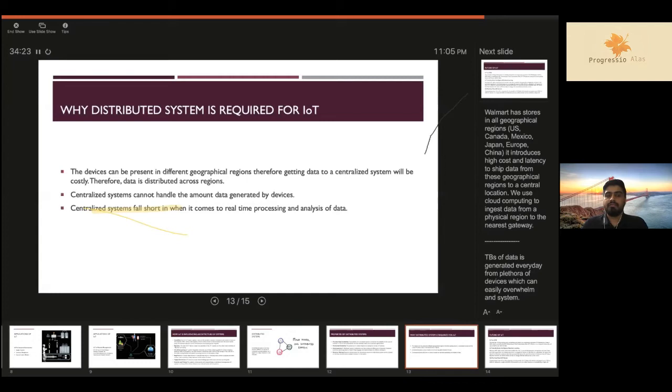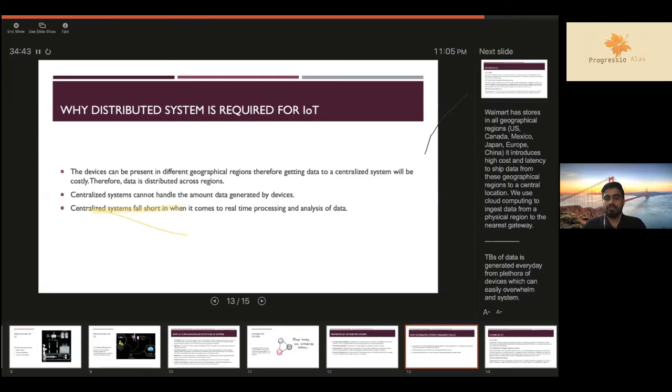But suppose we move away from a centralized system and go towards a distributed system. Imagine you're using maybe Google Cloud or Microsoft Azure Cloud. They have compute regions across the globe.